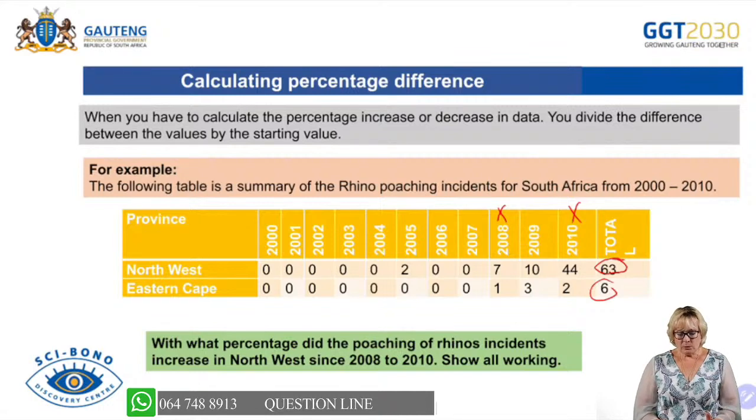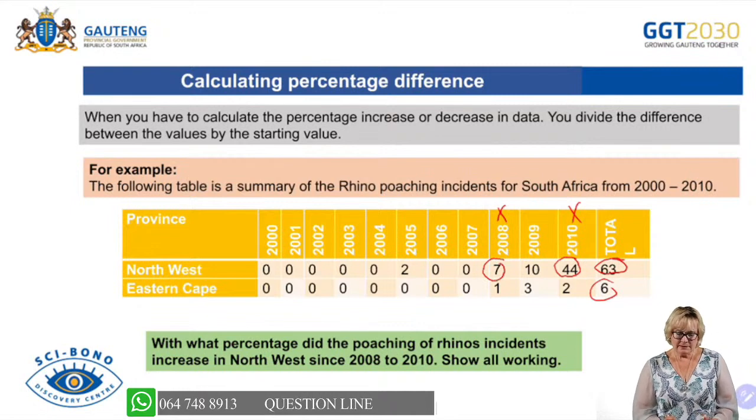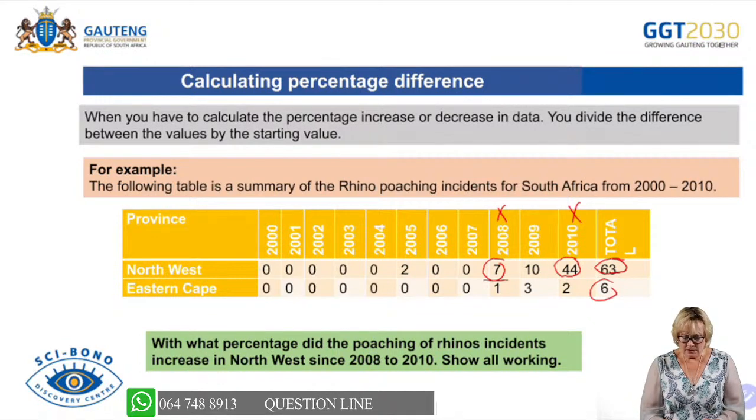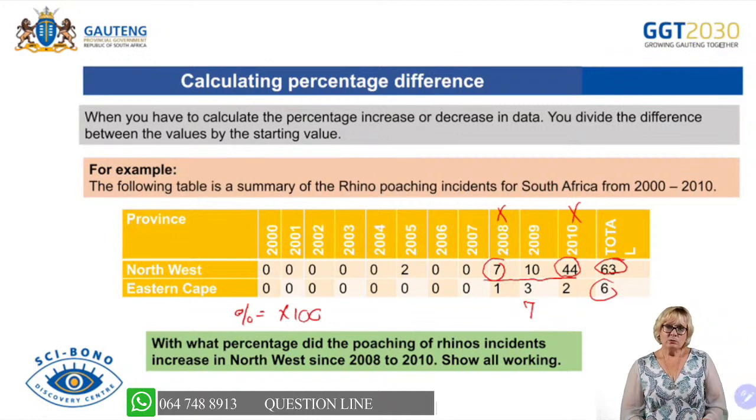Now, what were we saying? We are saying you take the end value, and the end value for Northwest is that 44 in 2010, minus the begin value. The begin value is the 7 in 2008. And you divide that by what you have started with. And with what have you started? You have started with 7. And you must work out what? A percentage. And whenever you must work out a percentage, it means that you must actually multiply by 100. That's how you work out a percentage.